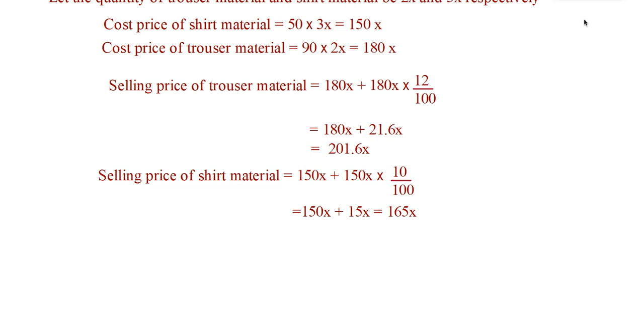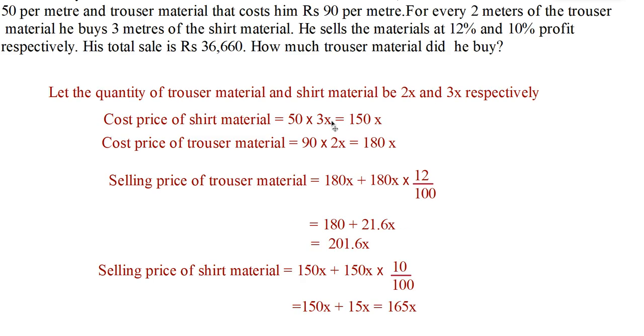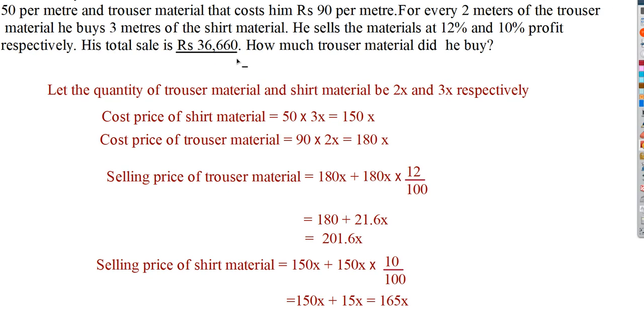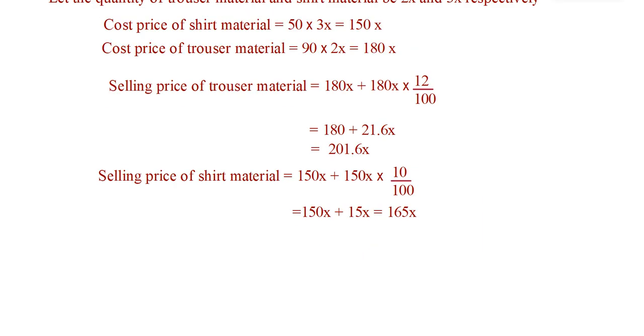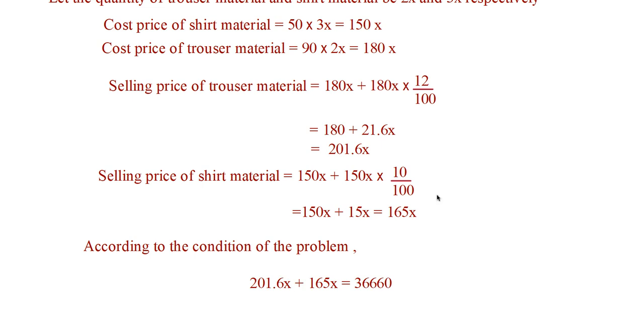The total selling price given is 36,660. So we can write, according to the condition of the problem, total selling price is equal to 201.6x plus 165x, which is given as 36,660. Now add the LHS. What will you get? You get 366.6x is equal to 36,660. Now find x.